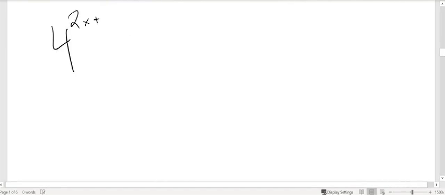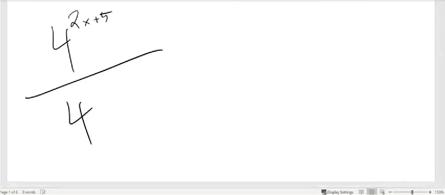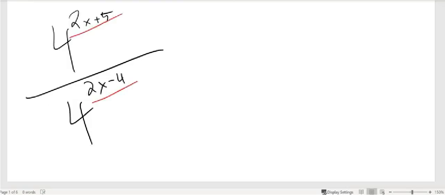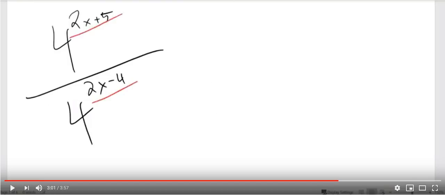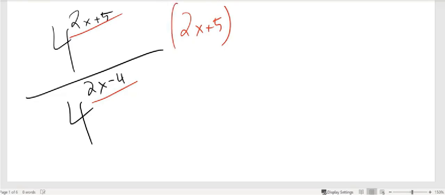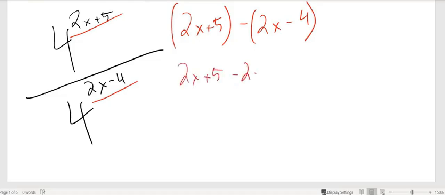Let's step it up a bit. We have 4 to the power of 2x plus 5 all over 4 to the power of 2x minus 4. With this problem, we still have the 4, so all we got to do is take the top minus the bottom. We're going to take 2x plus 5, subtract 2x minus 4. But you got to remember, I added parentheses. Very key feature. That means the front is going to stay the same, 2x plus 5. Then we change to minus 2x and plus 4, because we changed the signs. That's important to realize about what we just did there.